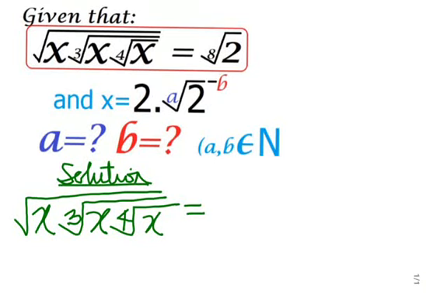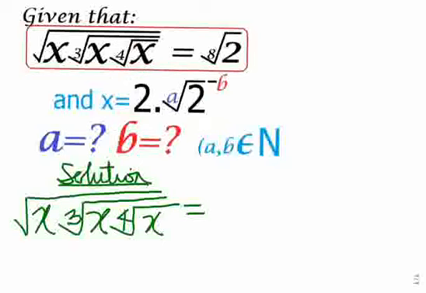In this video we have this radical expression and we are asked to solve for x, but then our x must be expressed in this form, after which we have to tell the values of a and b, where a and b are natural numbers. So how do we solve for x and express that in this form?